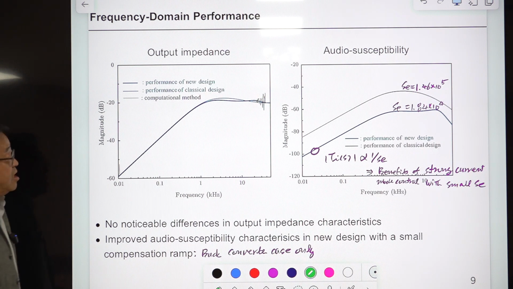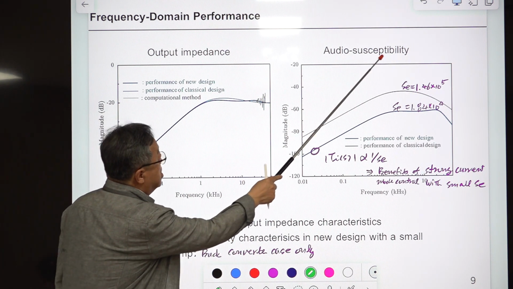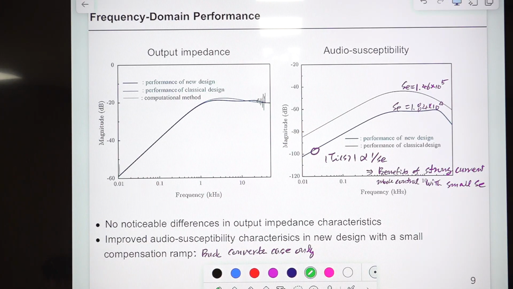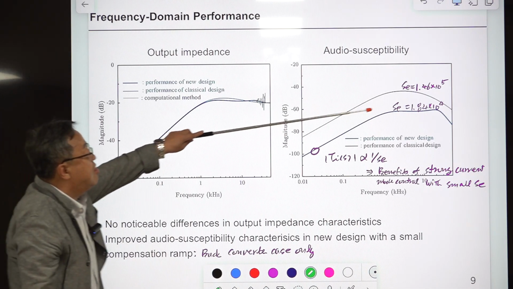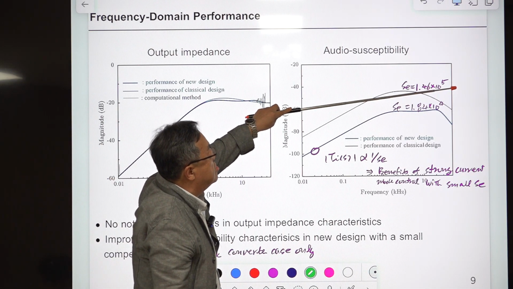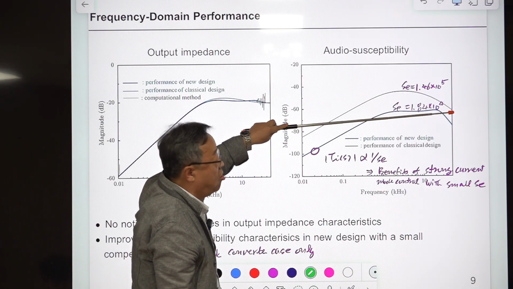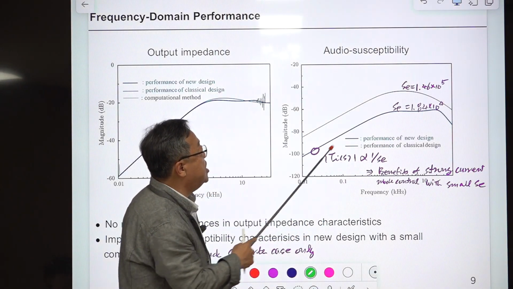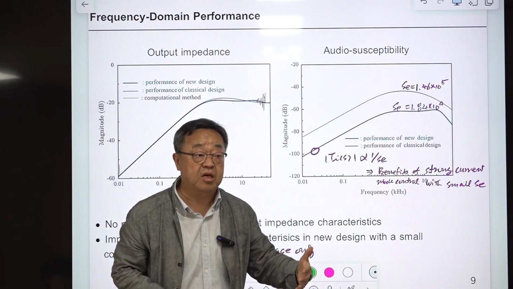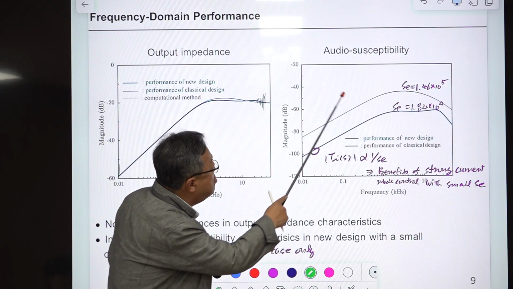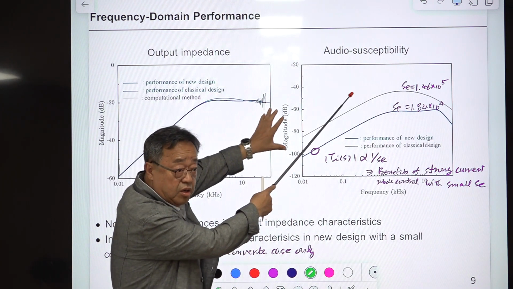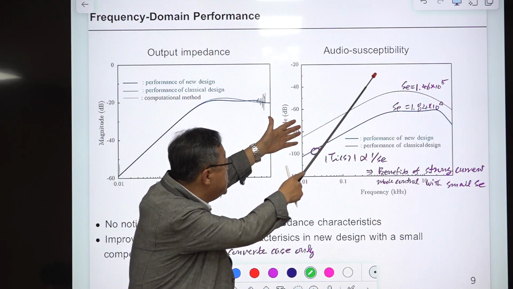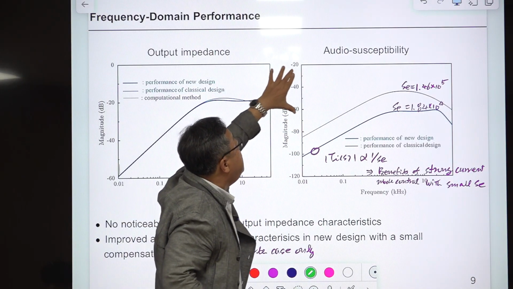Okay, this one is very interesting. Audio susceptibility. This was the classical design, with this large compensation slope. This is the new design with smaller compensation slope. The smaller compensation slope means this Ti, the current loop gain magnitude, becomes large. So this is the input voltage side or front side of a converter, and you measure the current loop here, and the disturbance is coming in the input side.